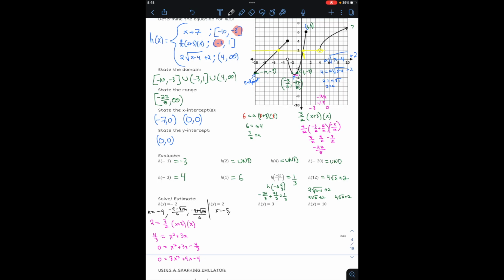Should we just estimate it? Now let's get the exact answer. So if we say 2 equals 3/2, x plus 3 times x, multiply by 2/3, we get 4/3. Oh, I did the last one wrong. Hope you weren't yelling at your computer. All right, that's negative, negative, negative, positive, positive. So these answers are actually going to be for over here.